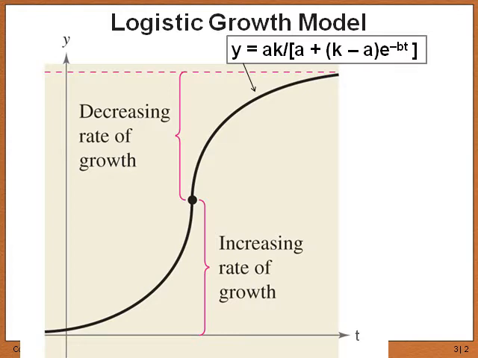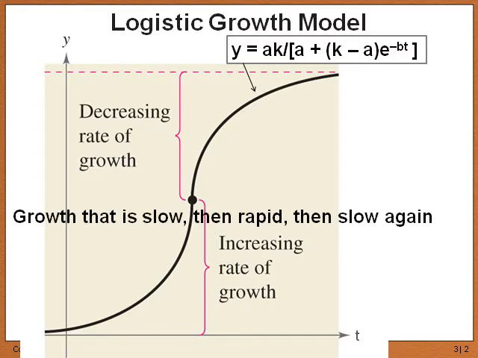Logistic growth basically applies to things that grow quickly at first and then less quickly later. Growth that is slow, then rapid, then slow again. For example, population growth follows a logistic growth model because it tapers off with people dying, the mortality rate, and also with the maximum number of people that can be reached, based on resources in a given area. So population growth follows this model.